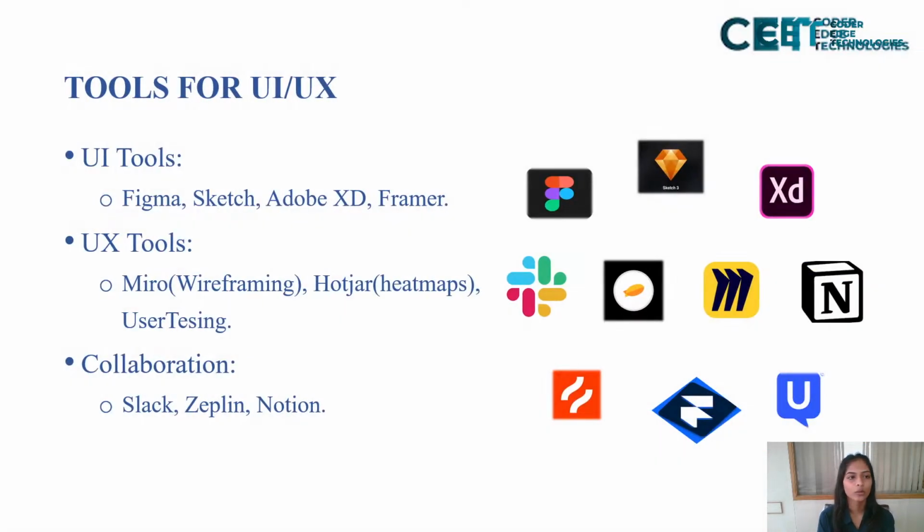Let's move to the next topic, which is tools for UI UX. There are many popular tools for UI and UX. Basically, UI tools are Figma, Sketch, Adobe XD, Framer, etc. Some popular tools for UX are Miro, which is used for wireframing, and Hotjar, which is used for heat maps and user testing. There are some collaboration tools on which UI and UX developers can collaborate, that are Slack, Zeplin and Notion.